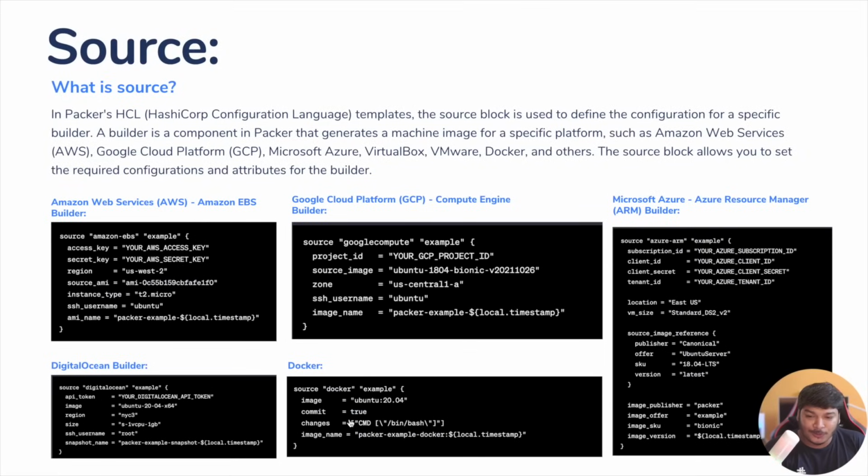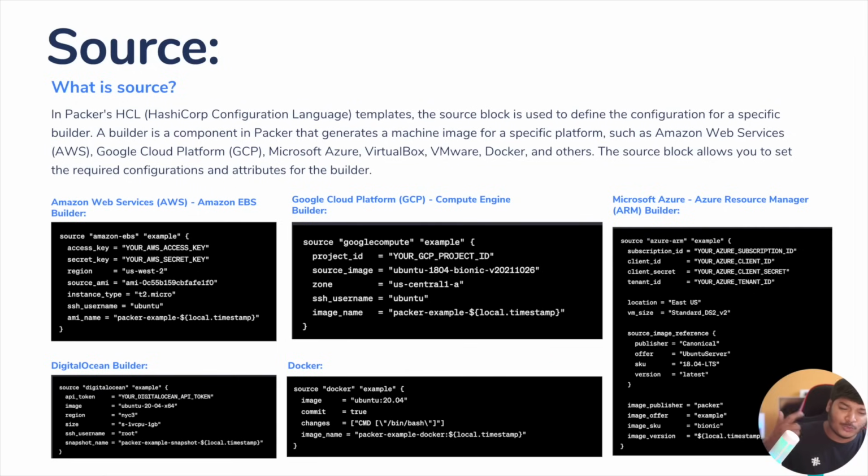So what exactly is a source? In a Packer HCL template, the source block is used to define the configuration for a specific builder. A builder is a component in Packer that generates a machine image for a specific platform, such as AWS or GCP, as we just saw. But how does it look? It looks like this. Source Amazon EBS, and you can see this example here. Then for Google Compute, you see this example. For DigitalOcean, the example is here. For Docker, you can see examples. All these examples are sources.